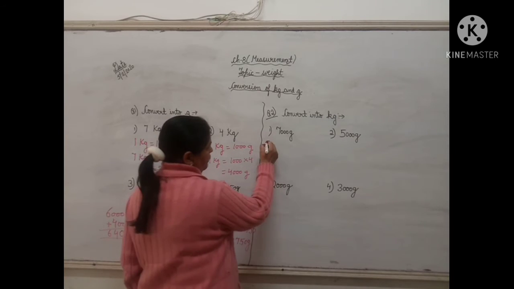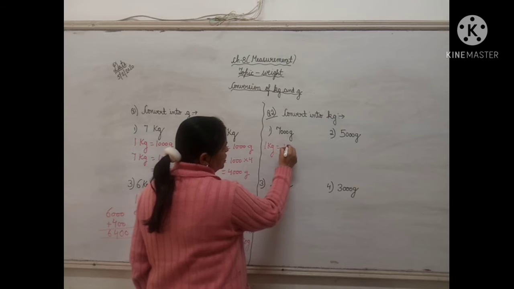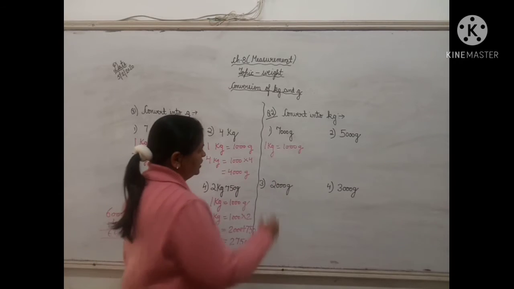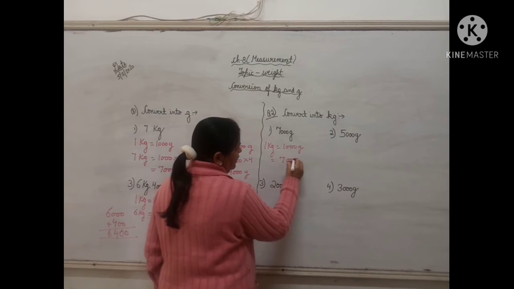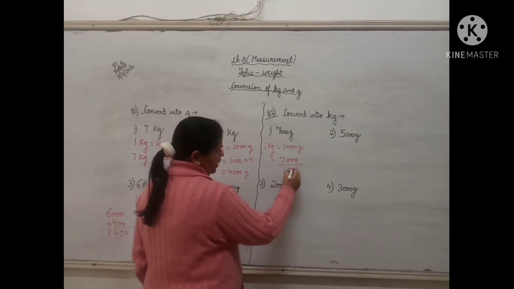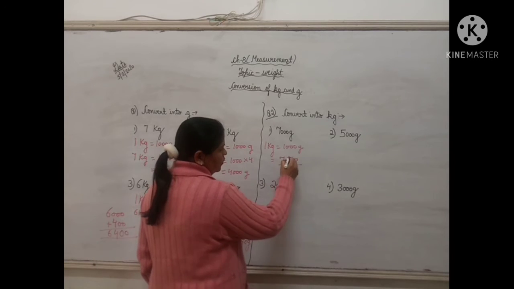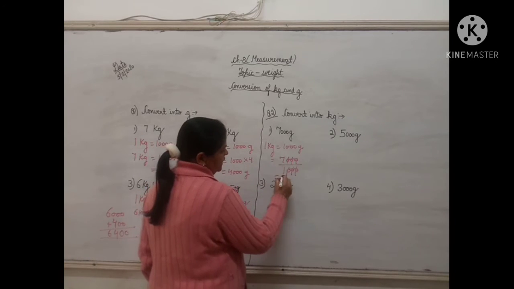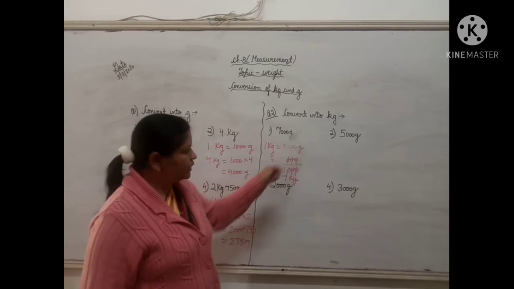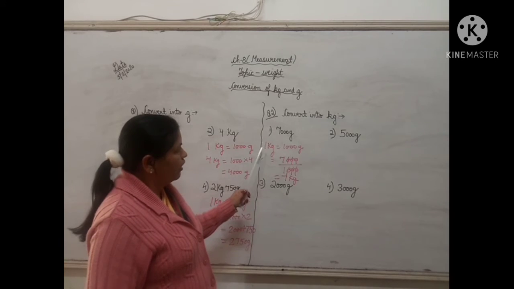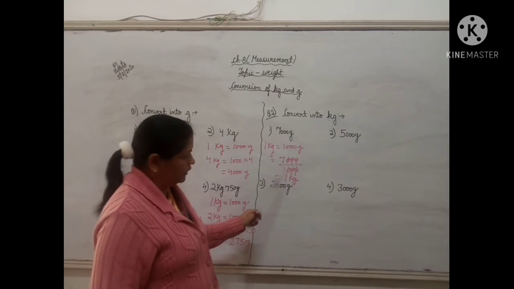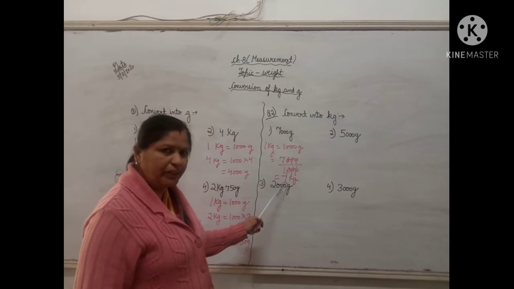The sum is 7000 gram. So 1 kg is equal to 1000 gram. How much gram has been given to us? 7000 gram. So 7000 upon 1000. This 0 cut by this 0, this 0 cut by this 0, this 0 cut by this 0. What answer remains? 7. So 7 kg is the answer. See, here we have divided smaller unit into bigger unit. So we have done division. 1 kg equals 1000 gram. So 7000 will be 7000 upon 1000. We have cut 0 by 0 and the answer will be 7 kg.